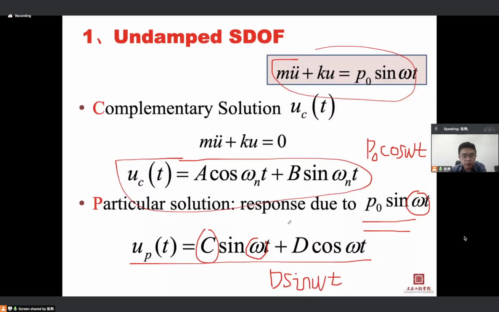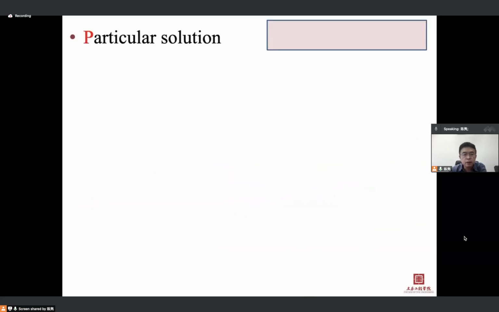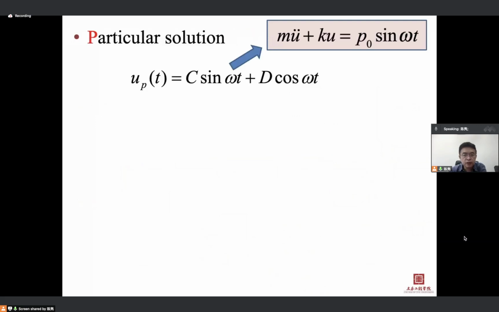So this is a particular solution, the response due to p0 sine omega t. We have this form, and now we need to determine C and D. Because this is the form of the particular solution, we can take two derivatives. One dot gives C omega cosine omega t minus D omega sine omega t, which is the velocity, and then you get the acceleration. Then you bring the acceleration and this displacement into the equation and you get the expressions.